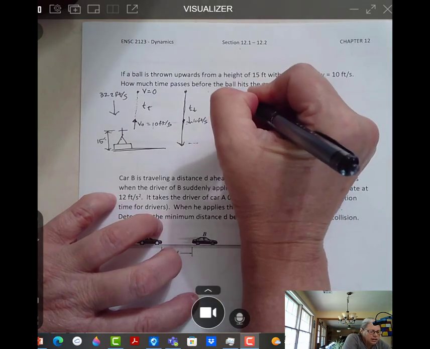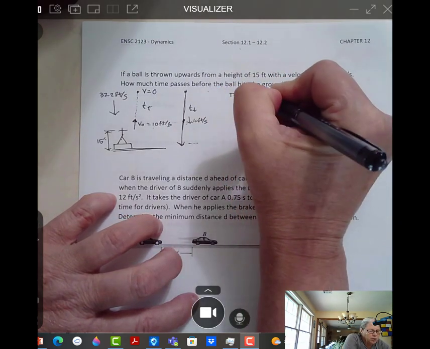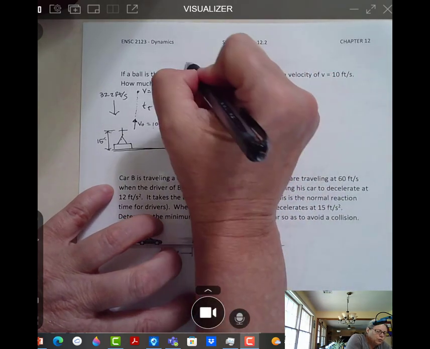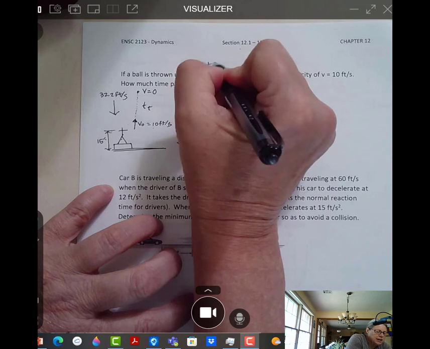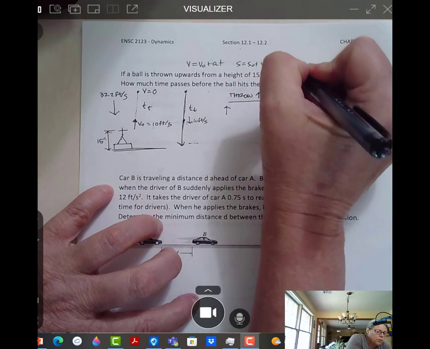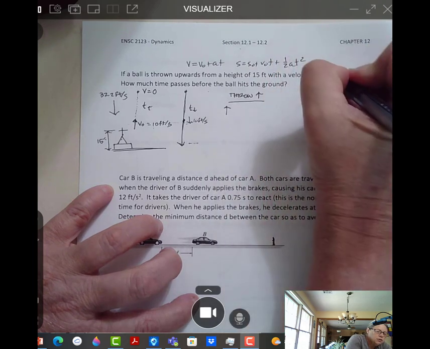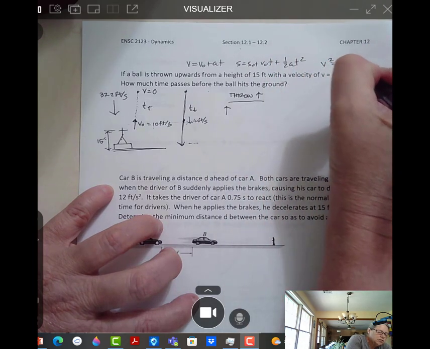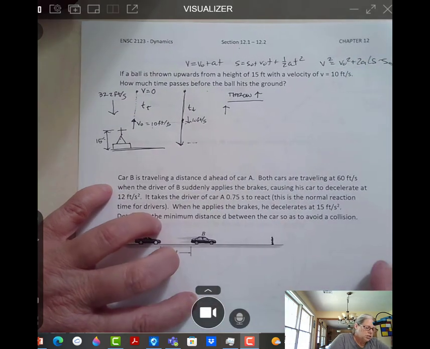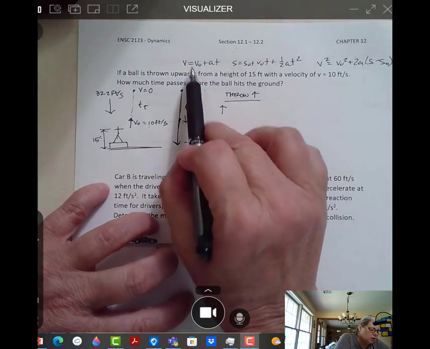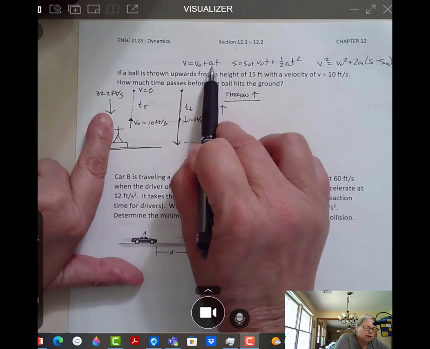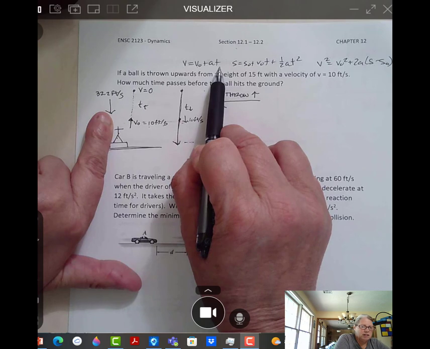So let's throw the ball up. I'm going to call up my positive. We have V equals V naught plus AT. S equals S naught plus V naught T plus 1/2 AT squared. V squared equals V naught squared plus 2A times S minus S naught. Okay, so the ball is going up. I know the initial velocity, I know the final velocity, I know my acceleration. I can quickly determine the time that's going up.